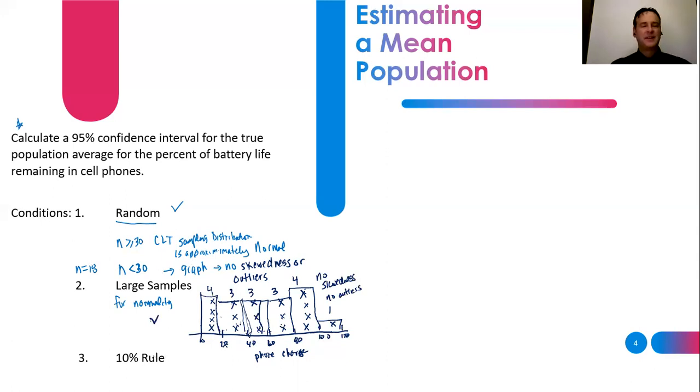Okay, last thing is the 10% rule, and 10% looks like this. It's little n is less than or equal to 1/10 the big N. My little n is 18. We already know that. And what is big N? It's the population of all cell phones. Okay.